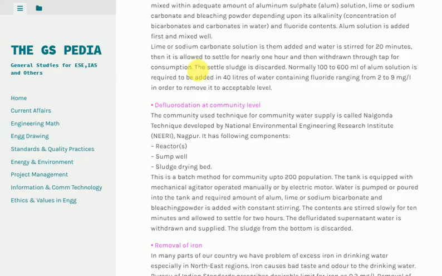Normally 100 to 600 milliliters of alum solution is required to be added in 40 liters of water containing fluoride ranging from 2 to 9 mg/L in order to remove it to an acceptable level. Defluoridation at community level.